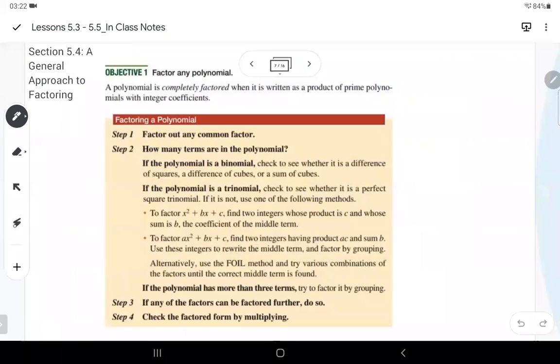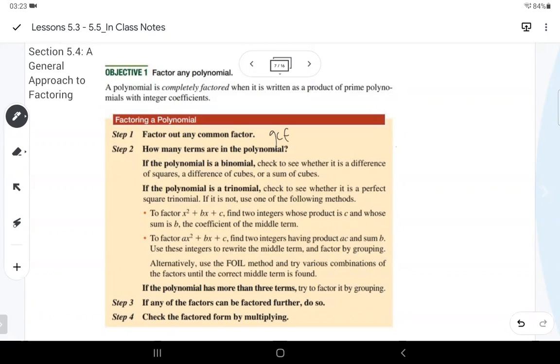Okay, on to section 5.4, a general approach to factoring. First thing you always want to do is factor out that GCF. The how-many-terms part definitely helps if you're dealing with a binomial or a trinomial. So with binomials, you're going to have difference of two squares, difference of cubes, or sum of cubes. All right, so those are all the ones with formulas.